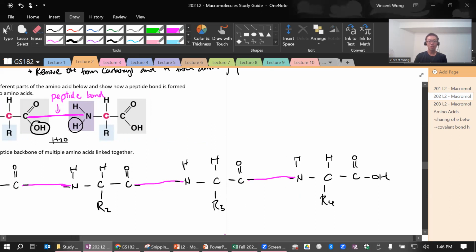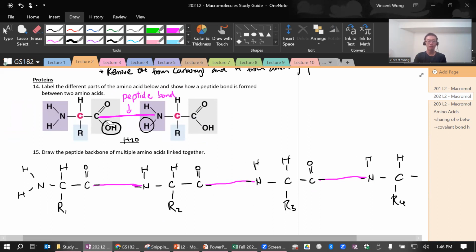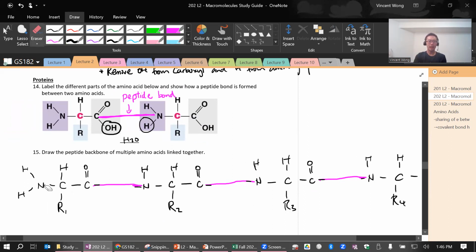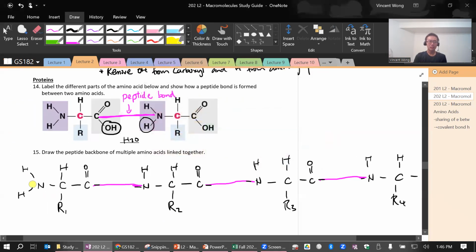Okay? So you see, after you connect many of them together, even hundreds of them together, what do you see? The backbone is not changing. I'll read it to you. Look, it's going to be NCHCO, NCHCO, NCHCO, and it just keeps on repeating itself, right? So this whole thing right here, right?